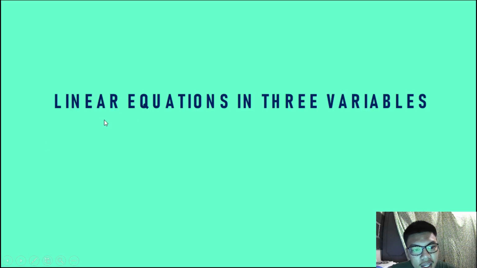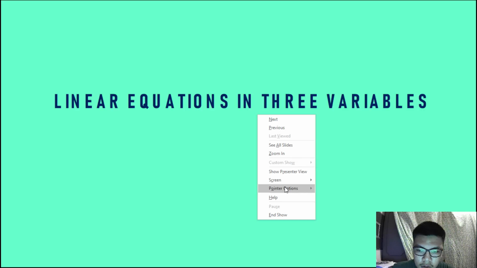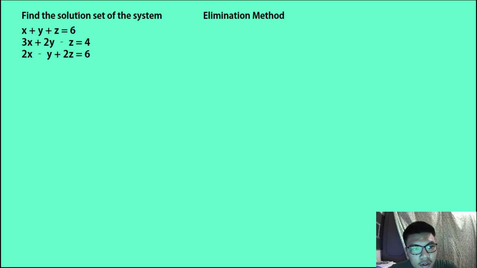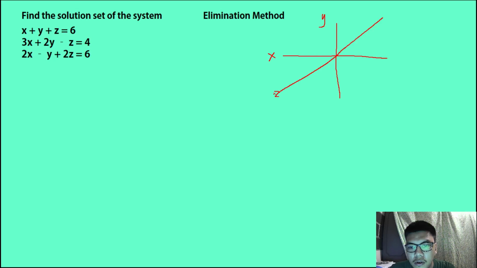Last time we discussed linear equations in two variables. So let's discuss linear equations in three variables. Okay. So here we have three variables x, y, and z. Okay. So sa Cartesian plane, di ba, meron lang tayong x and y. So dito, kapag three variables ka na, meron ka na ring z-plane dyan, or z-axis.